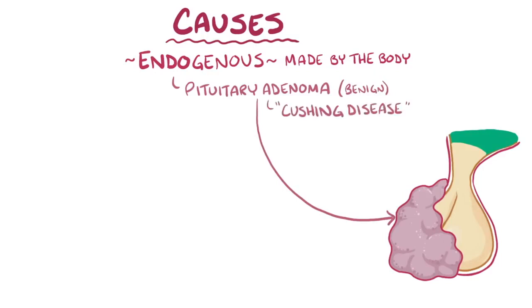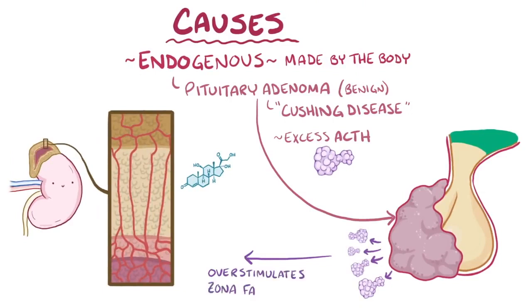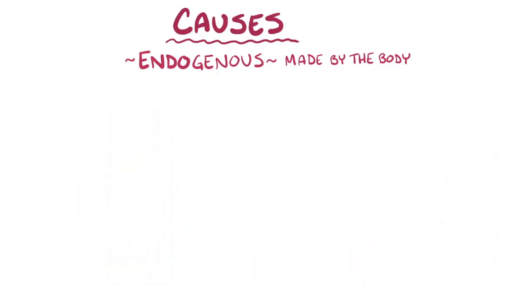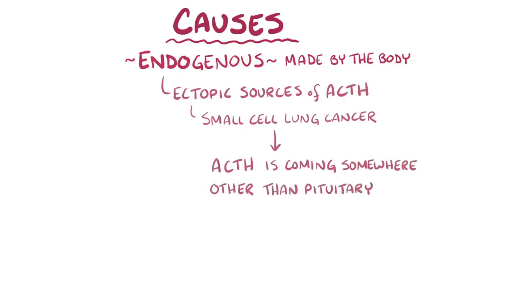The exact reason for the development of this sort of benign tumor isn't known, but unlike a malignant tumor, the cells don't invade neighboring tissues or spread to other parts of the body. Instead, the pituitary adenoma simply grows in size and secretes too much ACTH. The excess ACTH overstimulates the zona fasciculata of both adrenal glands, which grow larger and secrete excess cortisol. Apart from pituitary adenomas, there are ectopic sources of ACTH, like small cell lung cancer, and in these cases, the excess ACTH is coming from somewhere other than the pituitary.